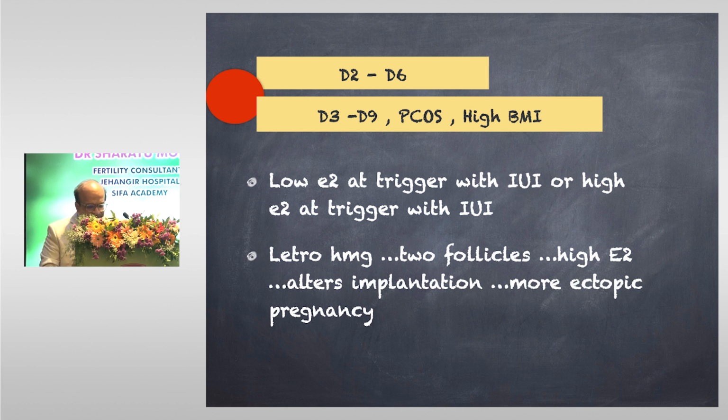So you will have low E2 at trigger in IUI or high E2 at trigger for an IUI cycle. That would differ. We don't do E2 levels in IUI, so we don't make a difference. So when you have letrozole and HMG, and we have 2 follicles, you have high E2. That will alter implantation, and more ectopic pregnancies are noted. When they have done studies with letrozole HMG versus clomiphene HMG, they have noticed more ectopic pregnancies with letrozole HMG cycles.